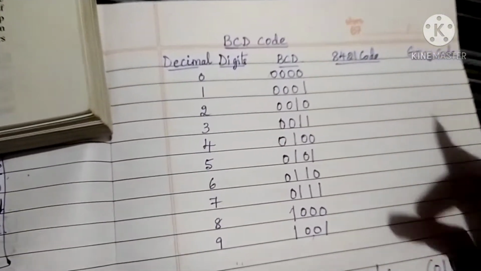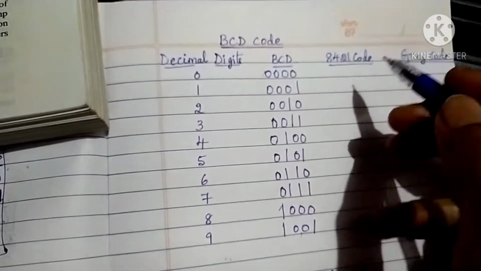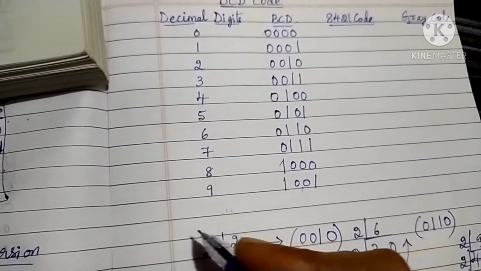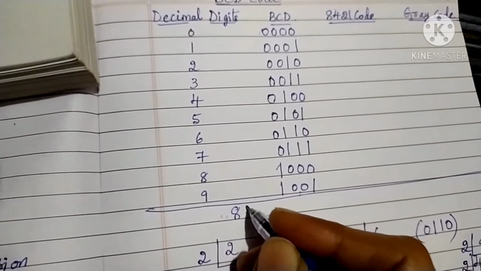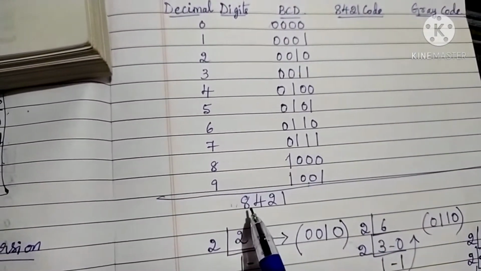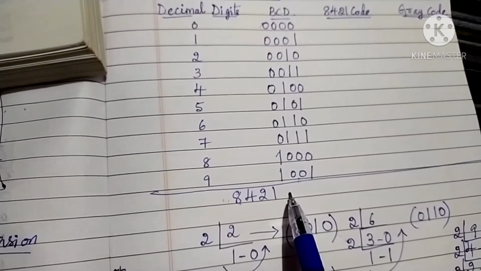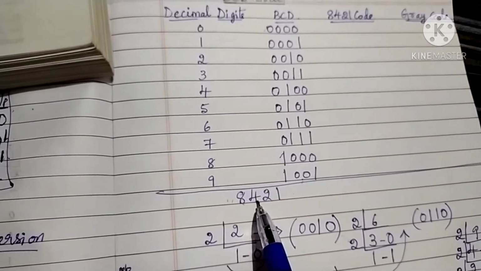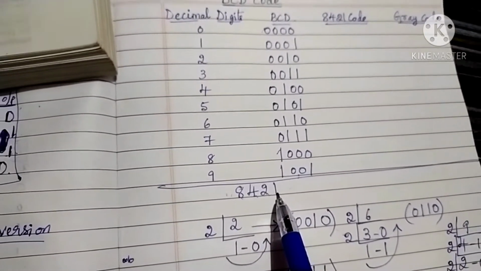Coming to another method called the 8421 code. Write 8421 here, the sum of these individual numbers, and you are going to get 15 as the answer. That is 8 plus 4, 12, 12 plus 2, 14, 14 plus 1, 15.